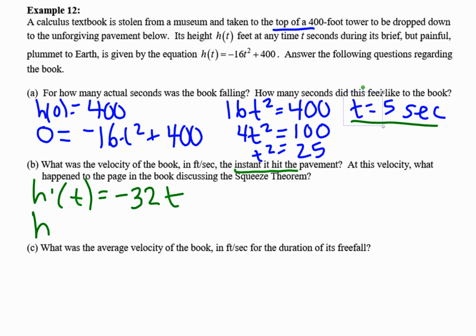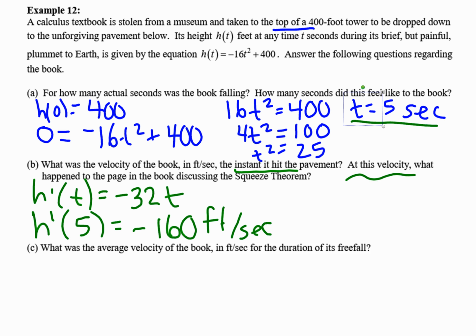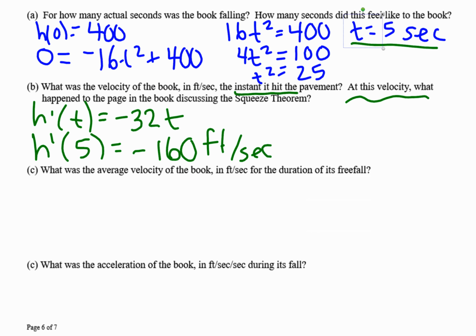So at the instant that the book hit the pavement, at t equals 5, we will get negative 160. And we want to try to use units whenever we can. 160 feet per second. Okay, you can decide on your own answer for the second part there.